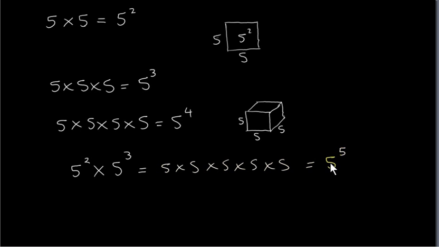So that brings us to one of the rules for powers. And that is when the base numbers are the same. These numbers are called the base numbers. We just add the powers. So 5 to the power of 2 times 5 to the power of 3 is 5 to the power of 2 plus 3. 2 plus 3 is 5.